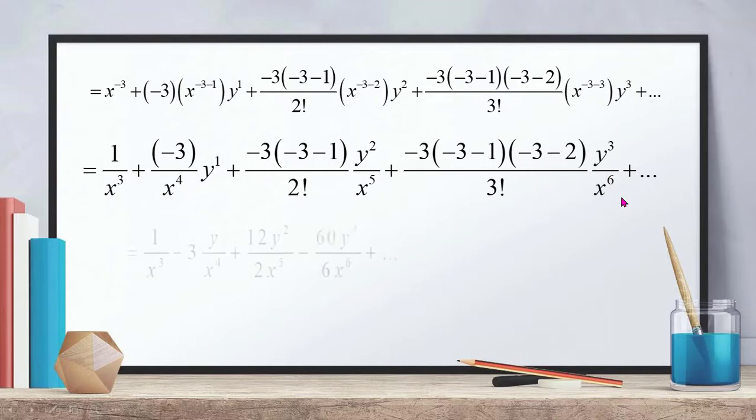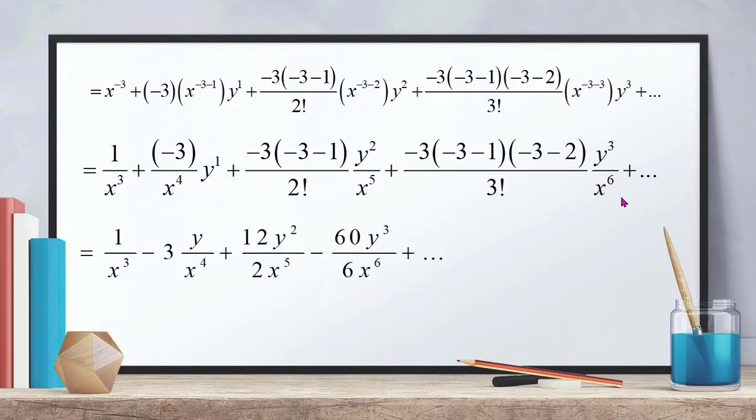So we continue simplifying. 1 over x^3 remains the same. Notice the sign there has changed to negative because positive multiplied by negative is negative. Then we've got y raised to the power 1, which according to laws of indices is just the same as y, so we've got y over x^4. This is where we're getting that from.